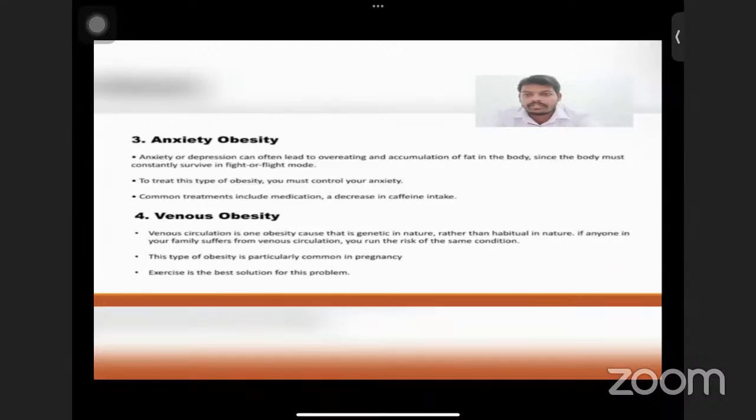Anxiety obesity. Anxiety or depression can lead to overeating and accumulation of fat in the body, since the body must constantly survive in fight or flight mode. To treat this type of obesity, you must control your anxiety. Common treatments include medication and a decrease in caffeine intake. Venous obesity. Venous circulation obesity is genetic in nature rather than habitual in nature. If anyone in your family suffers from venous circulation, you run the risk of the same condition. This type of obesity is particularly common in pregnancy. Exercise is the best solution for this problem.